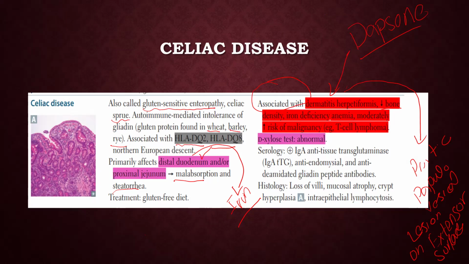So we already discussed that the D-xylose test is abnormal in celiac disease because it is a mucosal pathology. So serology: IgA anti-tissue transglutaminase, anti-endomysial, and anti-deamidated gliadin peptide antibodies. Histology: loss of villi, mucosal atrophy, crypt hyperplasia, and intraepithelial lymphocytosis.